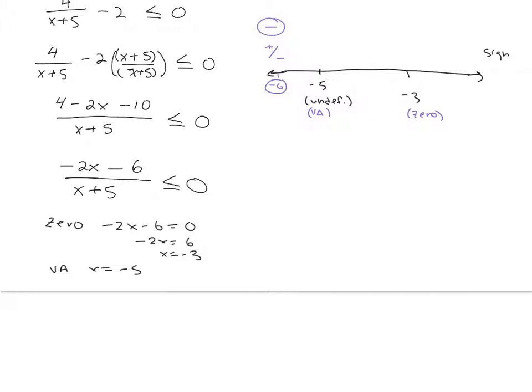What's a good test number between -5 and -3? -4. The numerator's sign is minus, and the denominator's sign is plus. So overall, plus. What's a good test number past -3? 0. Numerator's sign is minus, denominator's sign is plus, so overall we're minus there.